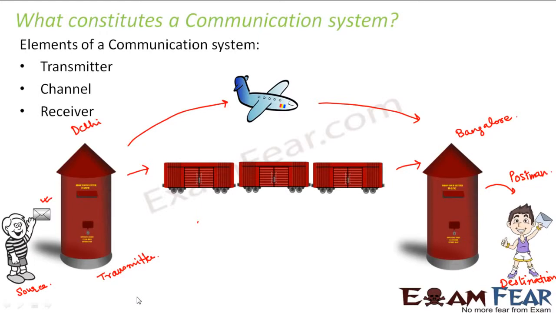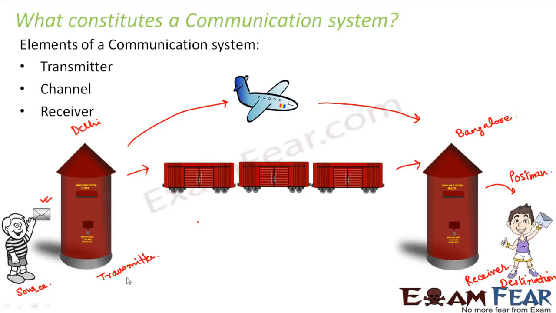Now who here acts as the receiver? Someone who receives. So who is the receiver here? We can say that the post office here. Through this post office, your friend is receiving the letter, right? So here we can say that this is the receiver.